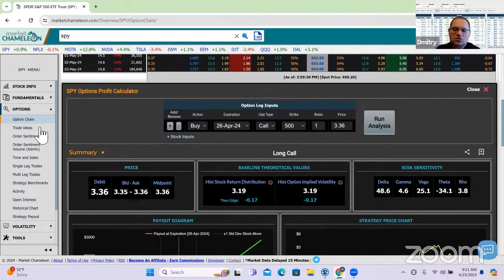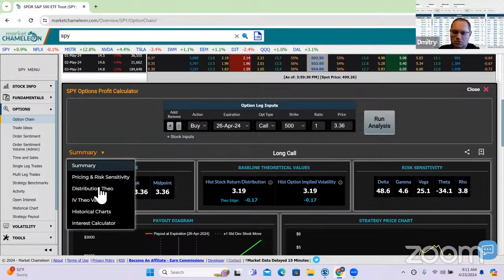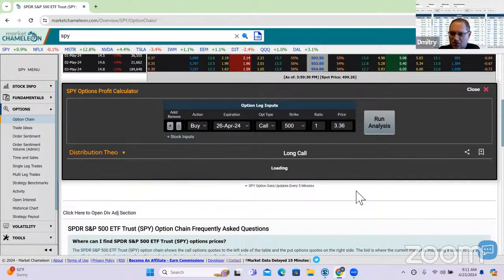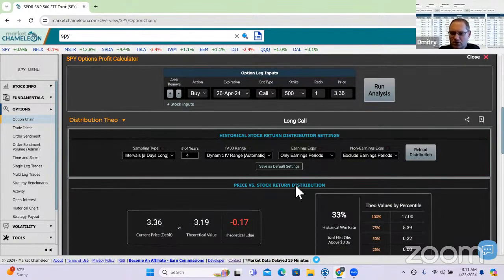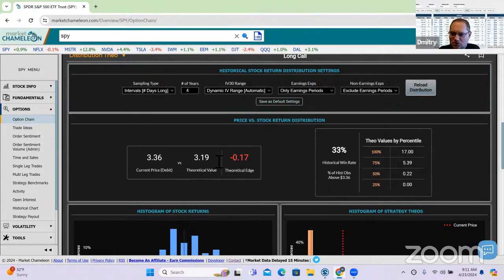So let's go to the historical return distribution here. And over here, this is the theoretical value. This is the current price. So we see that the current price, if you're buying it, right, the theoretical value is 17 cents below. So it's like, if we took the average price, the market price is a little bit above that by 17 cents.